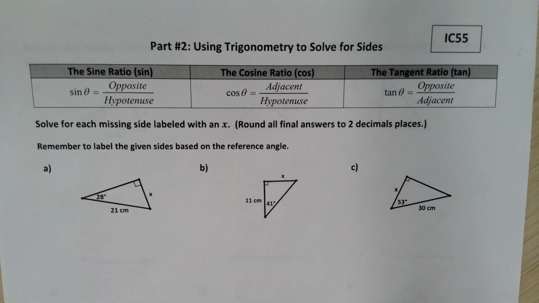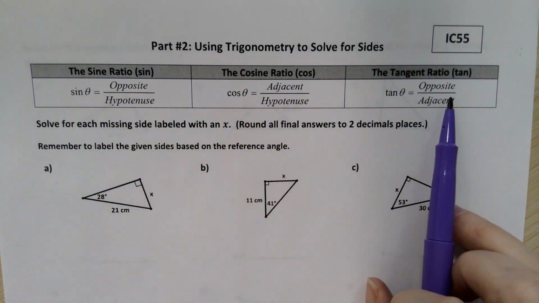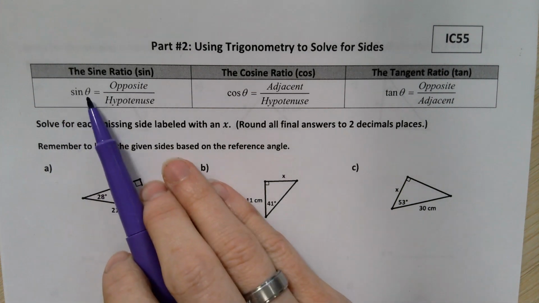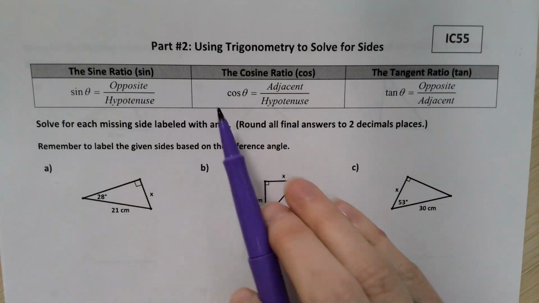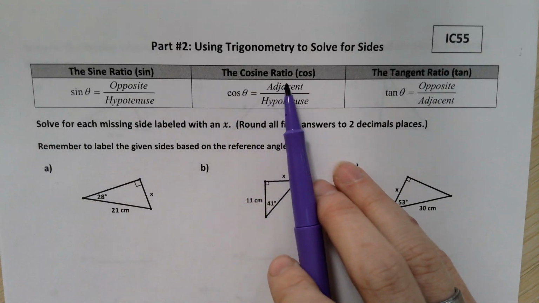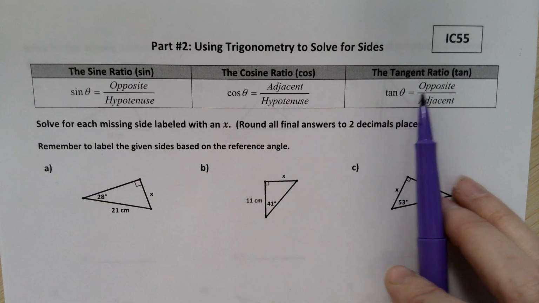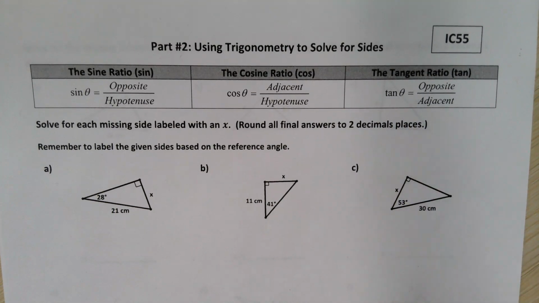All right, we have the same information up top that we had in our intro note in class 54. It reminds us that sine of an angle is equal to the ratio of the opposite side over the hypotenuse. Cosine of an angle is equal to the adjacent side over the hypotenuse. And then tangent of an angle is equal to the opposite side over the adjacent side. We're going to actually learn how to use these to solve problems today rather than just identify vocabulary words and make sure we understand them.